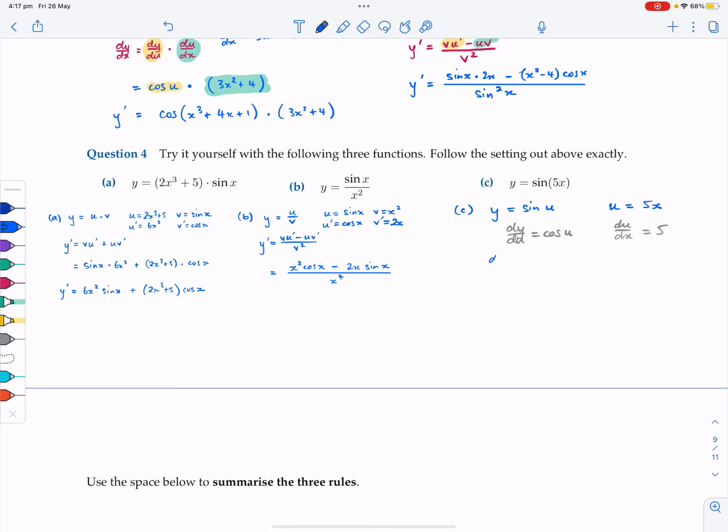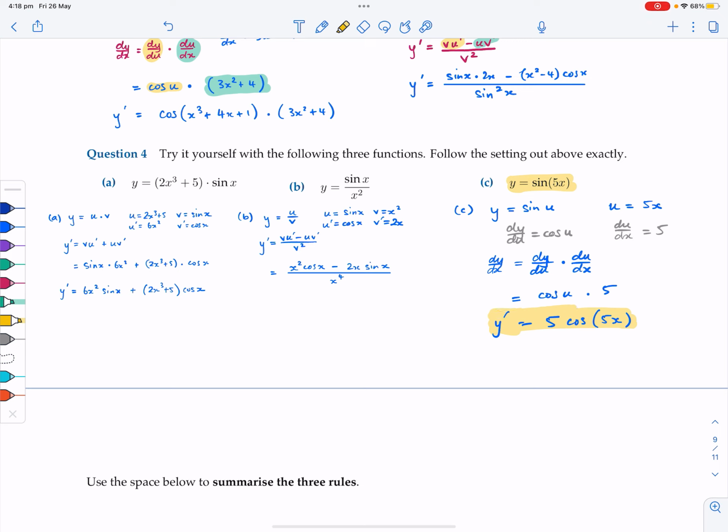Okay, so dy/dx equals dy/du times du/dx. Right, so it's just cos u times 5. So I'll bring the 5 out the front. That's 5 cos, and u is 5x. Okay, so there's the answer to that. But I want to look a little bit more. y equals sine 5x, and y dash is 5 cos 5x.